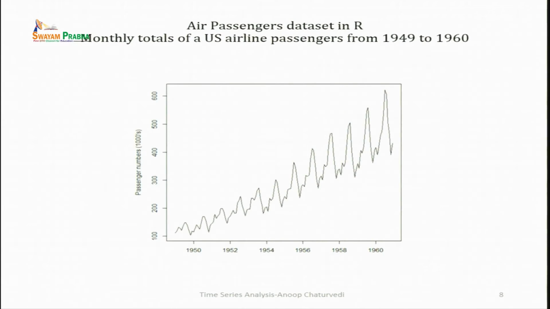Now, here is a graph of the air passengers data set, which is available in our software, which gives monthly totals of US airline passengers from 1949 to 1960. So, this is a monthly data set. Now, since you have a monthly data set, it may be possible for you to capture any seasonality present in the data, any within year periodic variations present in the data.